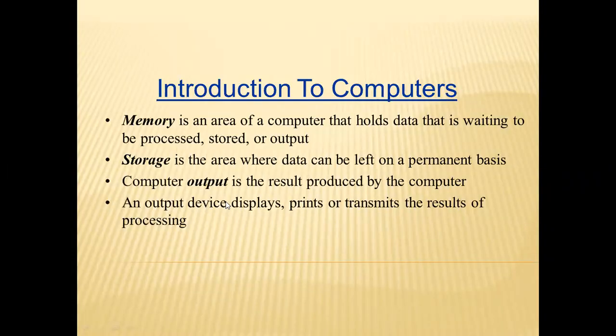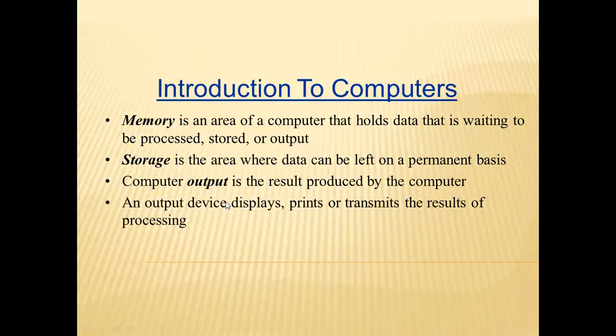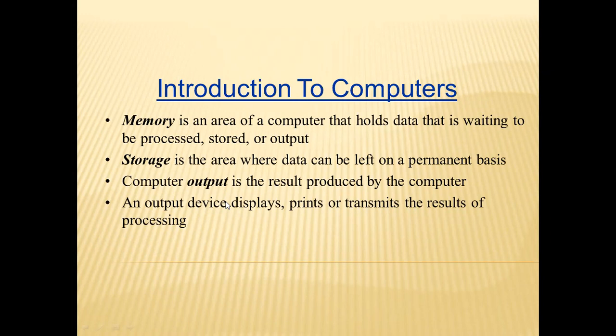Memory is an area of the computer that holds the data that is waiting to be processed, stored, or output. The data which is being processed, the data which is input to the computer, or output which is taken out from the computer, is already stored in the memory. So where we keep the whole of this data, that is kept in memory. That is your memory unit inside your CPU.